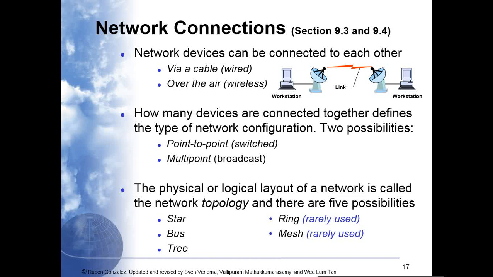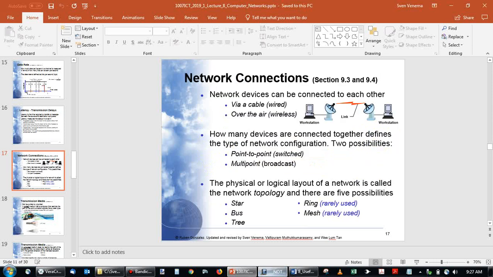The physical or logical layout of a network is called the network topology. So you may see this word topology now and again. Topology is basically the skeleton of the network. If you're looking down on it from a really big height, you'll see the backbone of the network between the different machines, so the cables. There are 5 possibilities that we'll talk about. So let's have a look at the different possibilities.